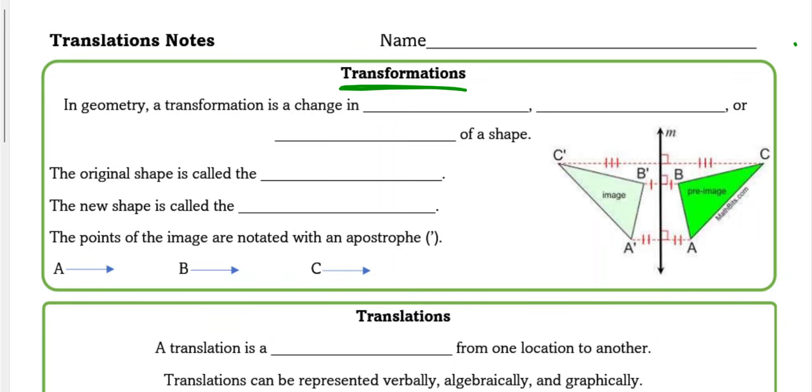So, we're going to be talking about two different transformations. The first one is a translation, which kind of sounds similar, which might make it confusing. Transformations is generally changing a shape. A translation is a specific kind where we slide a shape across.